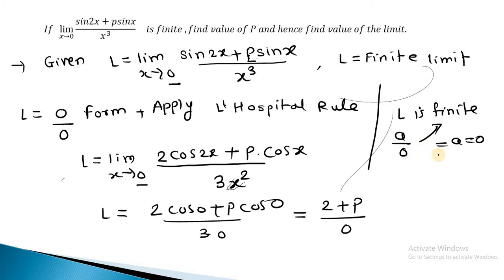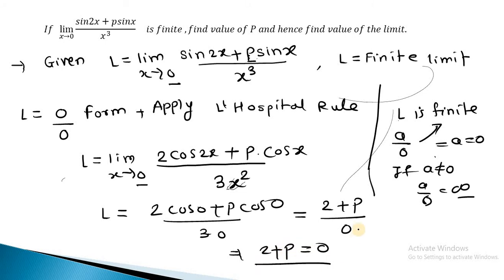Otherwise, if a is non-zero, then a by 0 is infinity. So if L is finite, what does it imply? 2 plus p must be equal to 0. Otherwise, if 2 plus p is non-zero, L becomes infinity, but L is given as finite.